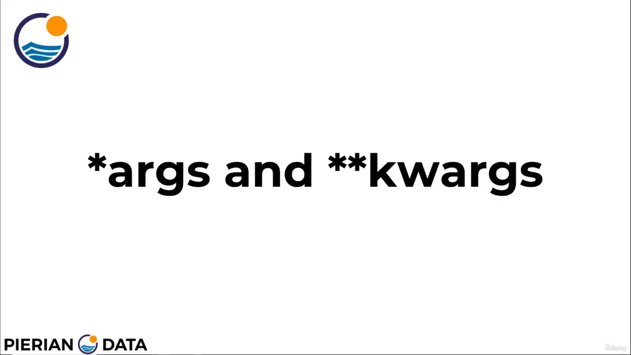Welcome back, everyone. In this lecture, we're going to be discussing two functional parameters that you'll definitely be encountering as you look at other people's code and as you begin to look at open source code on the internet. And those are star args and double star kwargs, and they stand for arguments and keyword arguments.